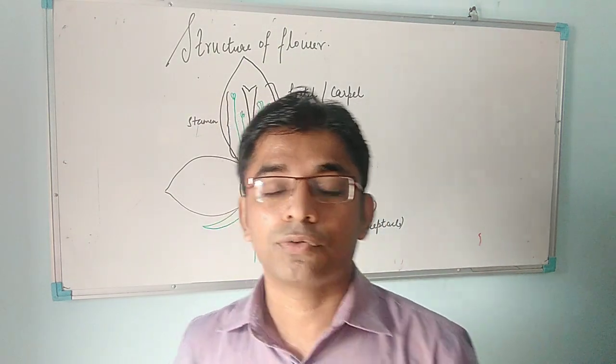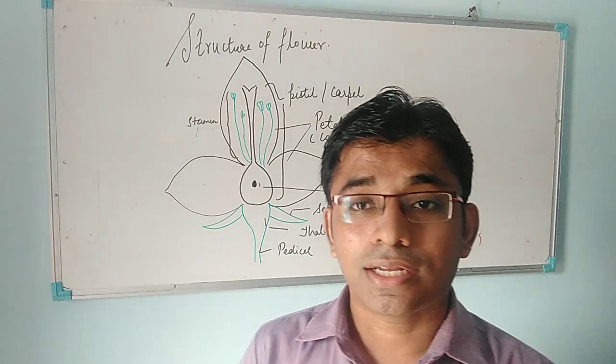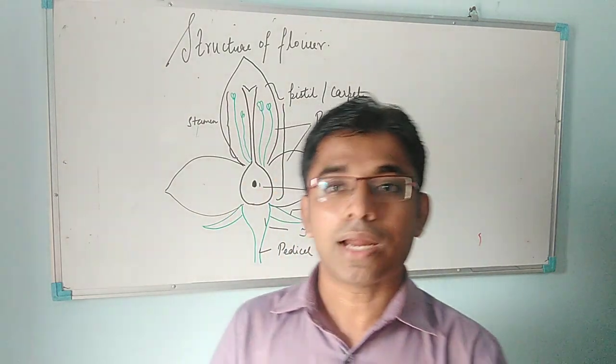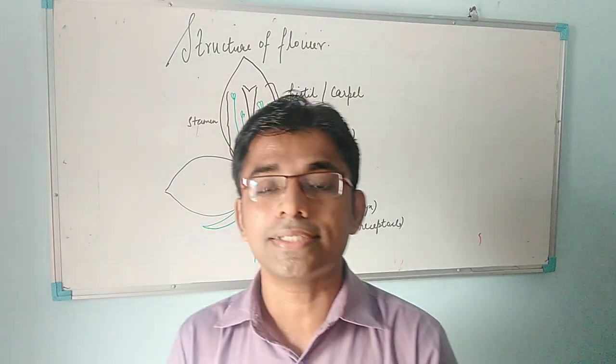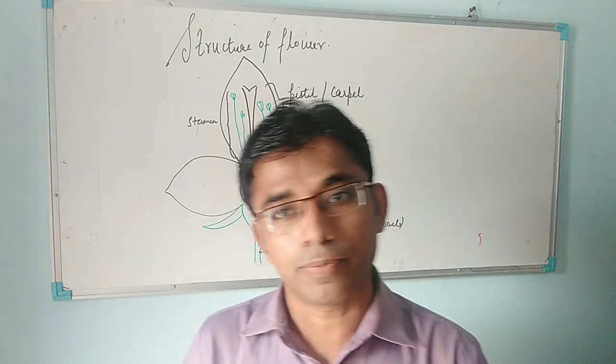Good morning students. Today we are going to discuss the structure of the flower. Our 10th class chapter, that is how do organisms reproduce. So reproduction in plants is of two types. One is asexual reproduction, that is called the vegetative mode of reproduction, and the other one is sexual reproduction.